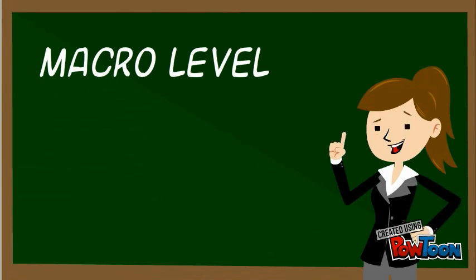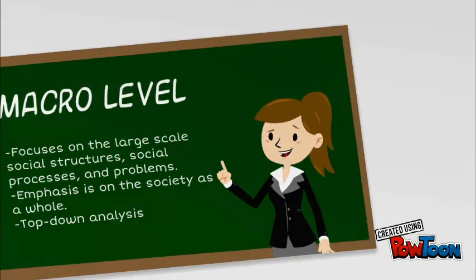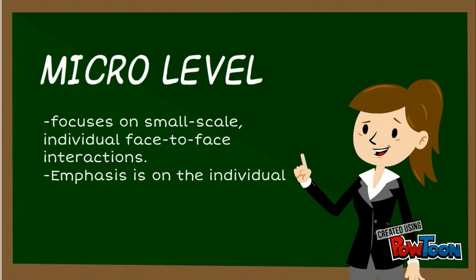The macro level of analysis focuses on the large-scale social structures, social processes, and problems, while the emphasis is on the society as a whole, and top-down analysis, which identifies the whole and then the smaller components. Contrarily, the micro level of analysis focuses on small-scale, individual face-to-face interactions, while emphasis is on the individual.